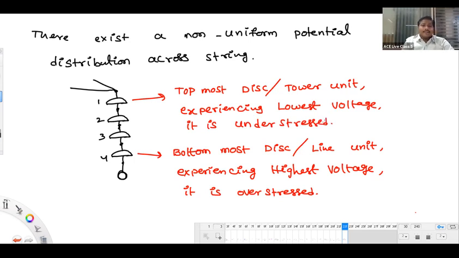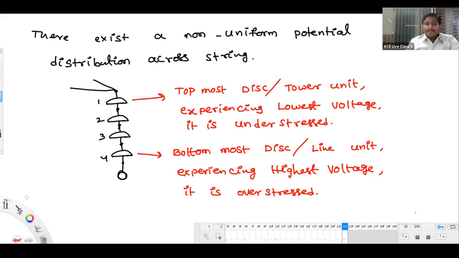Okay, the disk was under stressed. See, the same phenomenon you can observe in the case of a cable also, right? The dielectric material you are keeping between the conductor and sheath experiences overstress nearby the conductor and low stress nearby the sheath. Same phenomenon here also. Nearby the conductor, the disk will experience overstress, and the topmost disk near to the tower or near to the ground will be experiencing under stress. That's it. Simple, simple.